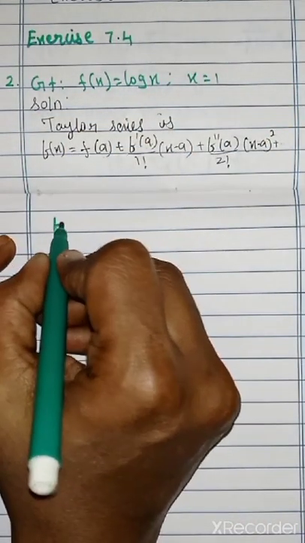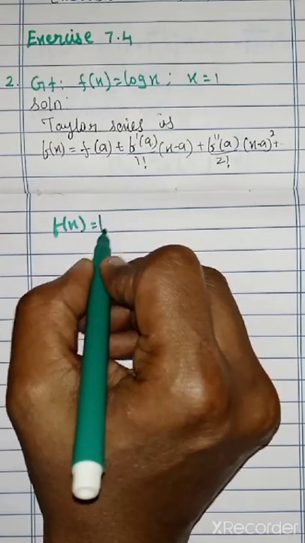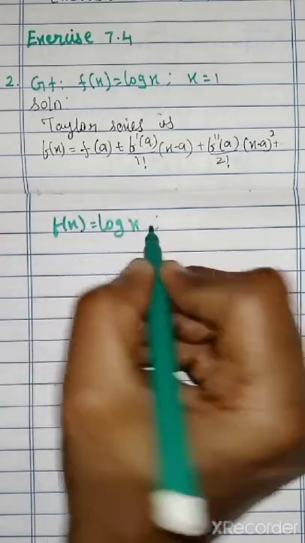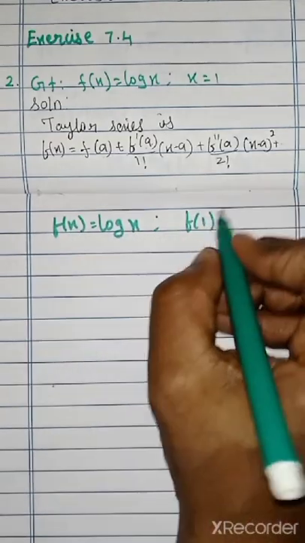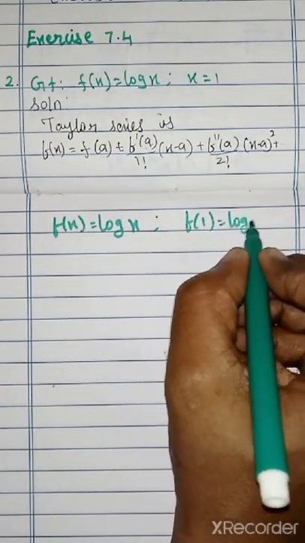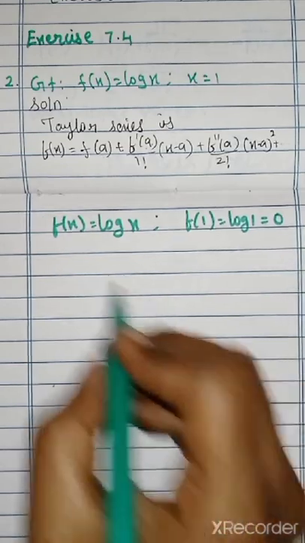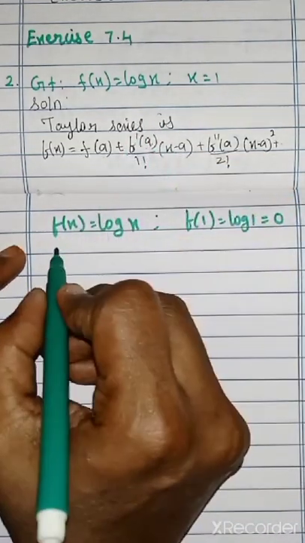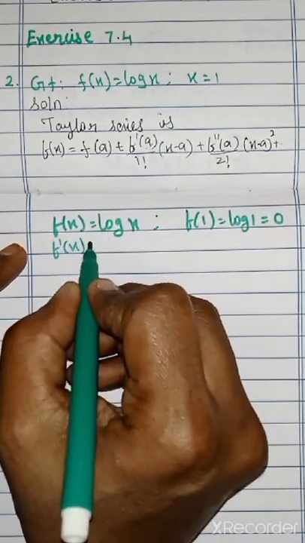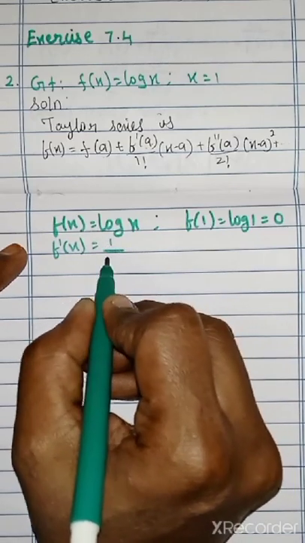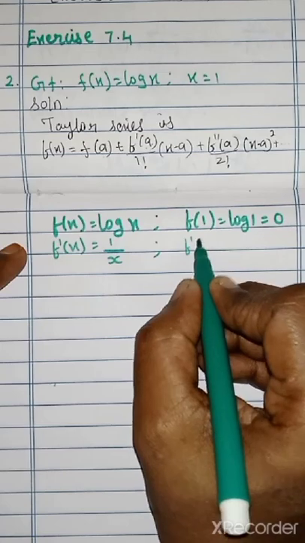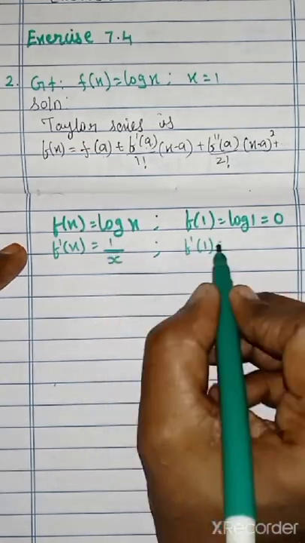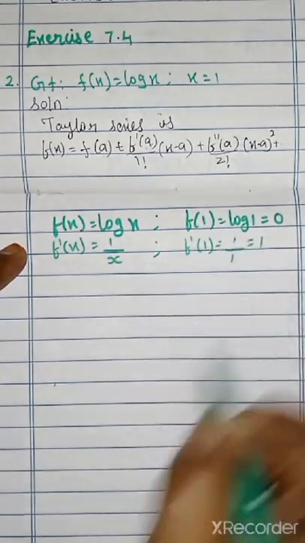f(x) equal to log x, correct? So what is your f(1)? Instead of x, what do we have to substitute? 1. So what is your log 1 answer? 0. Next we have to find f'(a). So f'(x) is, what is the log x differentiation? 1 by x. So f'(1) is 1 by 1, which is equal to 1.